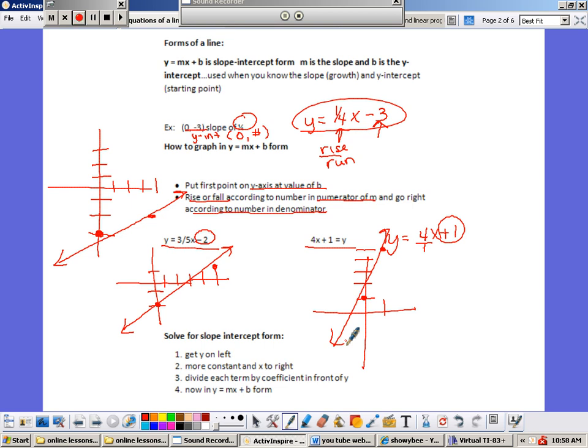Now let's say I have a negative slope. y is equal to -2/3 x plus 2. Well, let's start at +2. And this tells me to drop 2 and go right 3. As you can see, my line is now leaning to the left. So I'm doing good. I know it's leaning to the left, and I'm double checking myself.